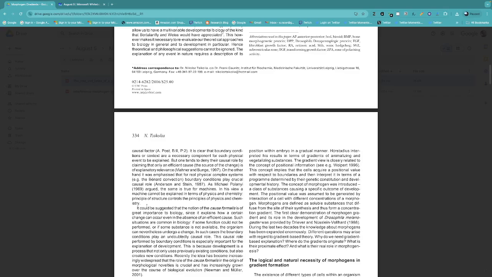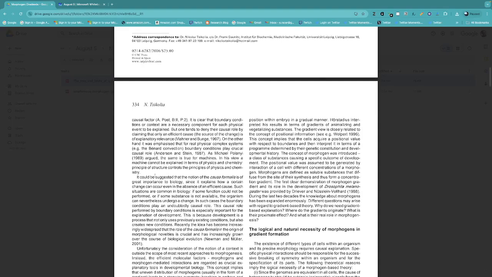It could be suggested that the notion of causa formalis is of great importance to biology, since it explains how a certain change can occur even in the absence of an efficient cause. So even when you don't have an efficient cause, you can have a change occur. And we have to think about this.